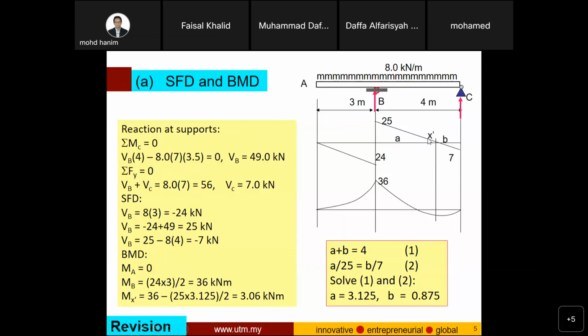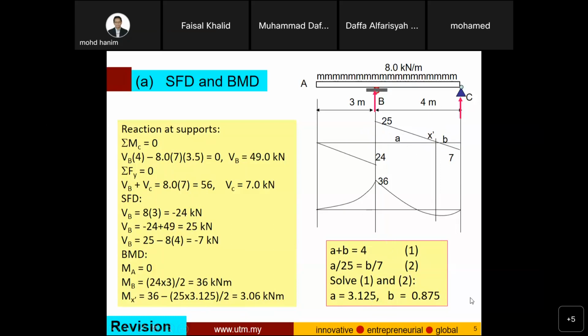So use these identical triangles here. One triangle, another triangle, and we want to know A and B. Use this relationship: A plus B equals 4. And on these triangles, A over 25 equals B over 7. And we have A equal to 1.5 and B equal to 0.875.